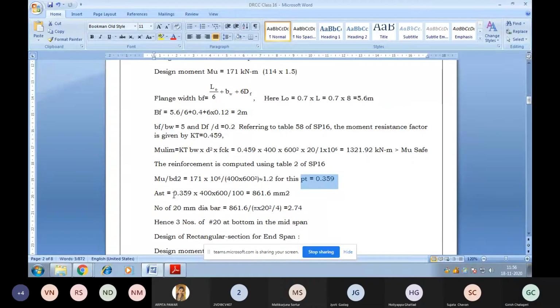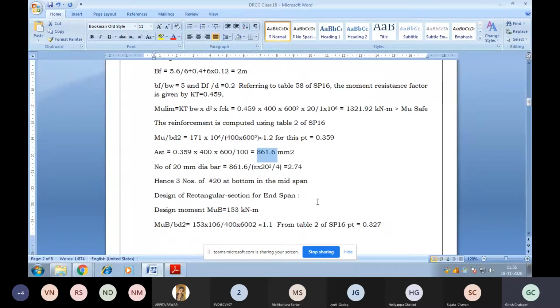Same thing as done here. So AST equals 0.359 into 400 into 600, that is the size of the beam, divided by 100. We get the area of steel required as 861 mm square. Going to use 20 mm dia bars here. The number of bars required will be 2.74. That is, 3 numbers of 20 mm dia bars are provided at the midspan in the bottom.